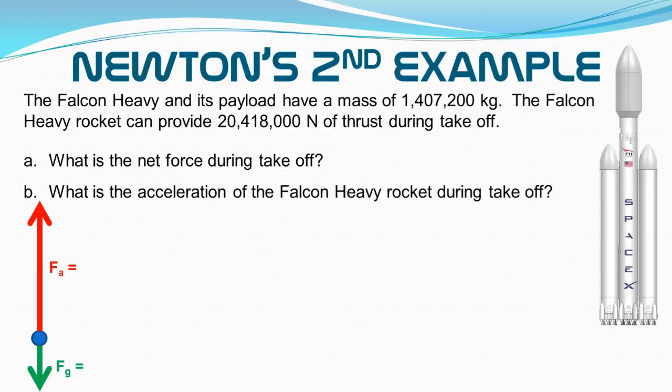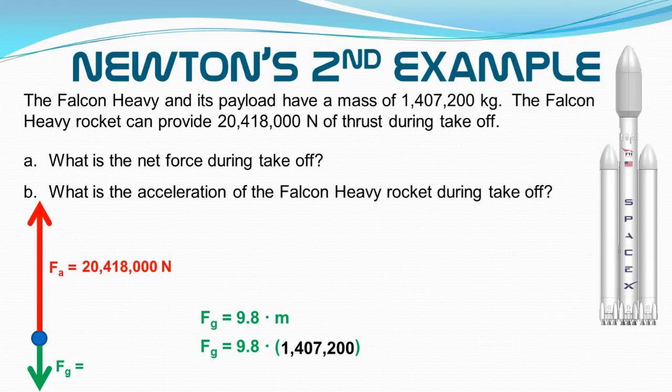Some force values are given to you in the problem. In this case, I know that the rocket applies 20,418,000 newtons of force upward. This is what causes the rocket to accelerate. I need to find the gravitational force acting on the rocket by taking the gravitational force formula, 9.8 times mass. So I'm going to take 9.8 times the mass of the Falcon Heavy rocket. That gives me a total of 13,790,560 newtons. Now that I have both forces, I can find the net force.